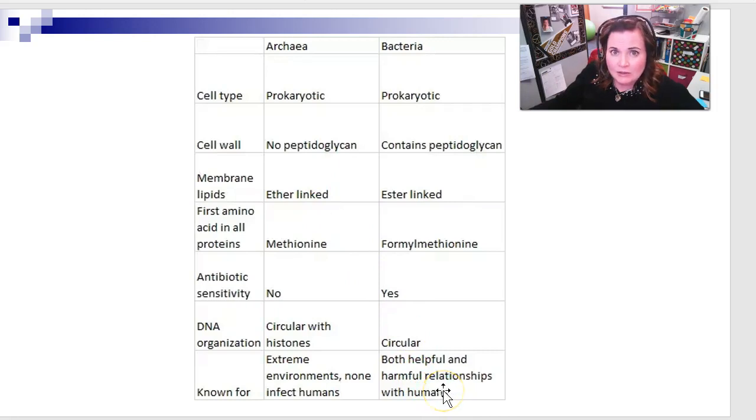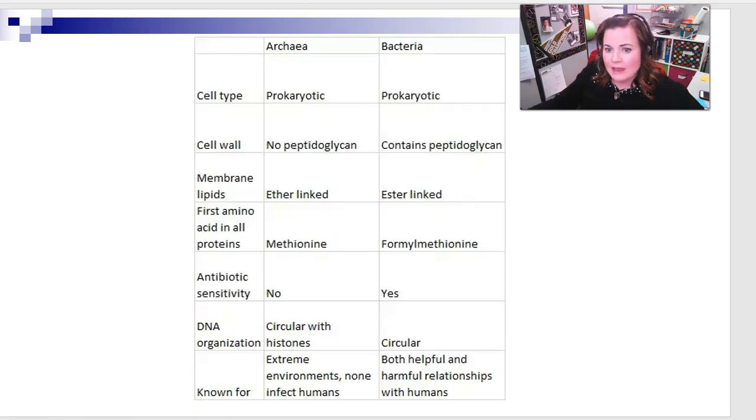Regular bacteria, eubacteria, excuse me, they have harmful relationships. We call that saying that they can be pathogens, but they can also be very helpful. I mean, you have all sorts of bacteria found in your gut. You need those to be able to survive. You would be very, very sick if you didn't have those bacteria found within your large intestines. So we're going to look mostly at eubacteria.